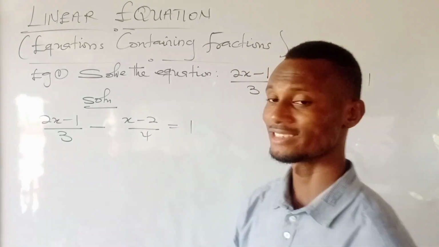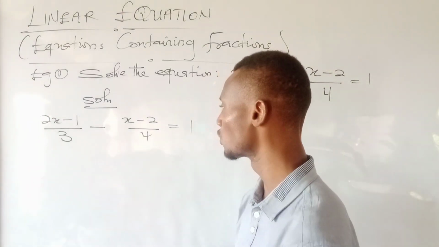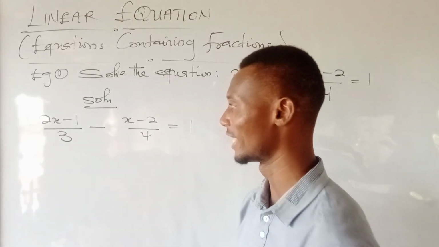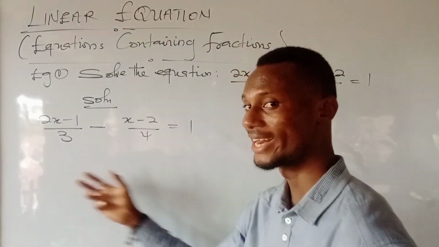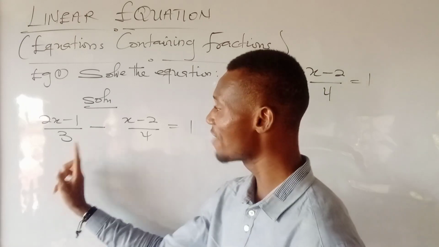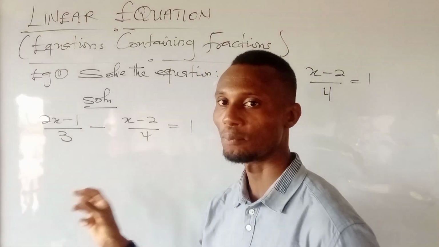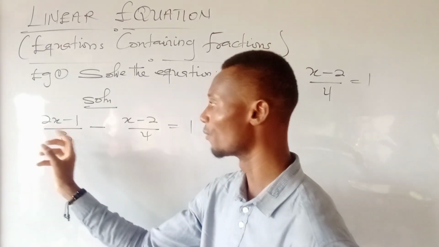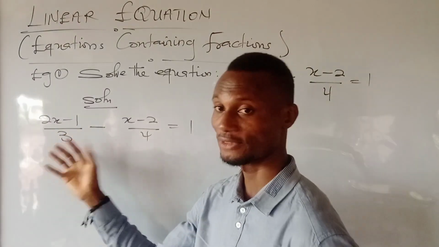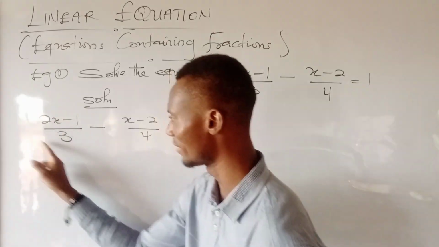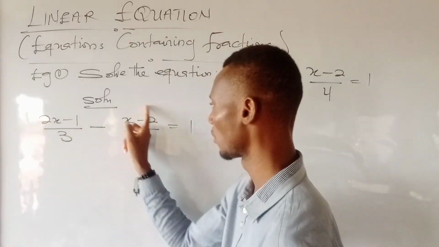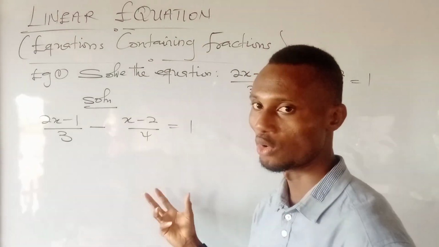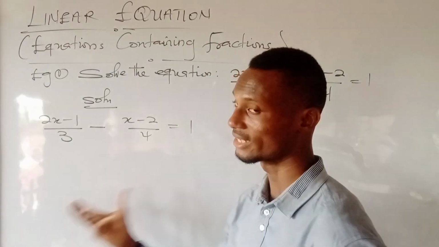Now someone may be wondering, what do you mean when I say that we should multiply through by the LCM? When I say we are multiplying through by the LCM, it means that every term in the equation, we are multiplying it by the LCM, which is 12. We can see from the equation that we have 3 terms, because the whole of this is one term on its own, the whole of this is also one term on its own, and the whole of this is also another term on its own. So we have 3 terms in the equation.